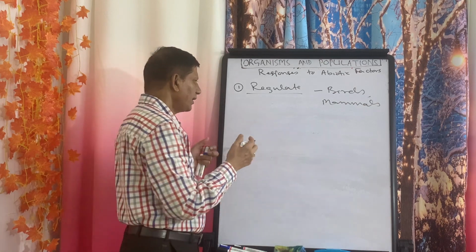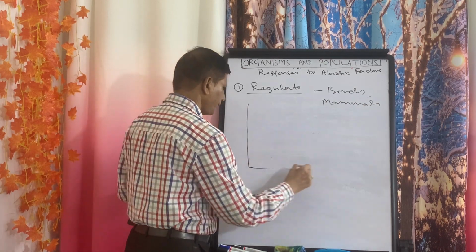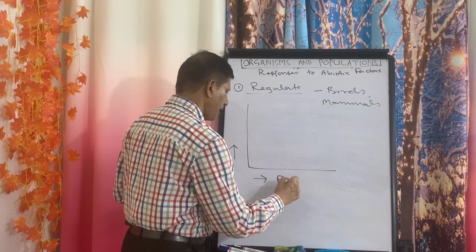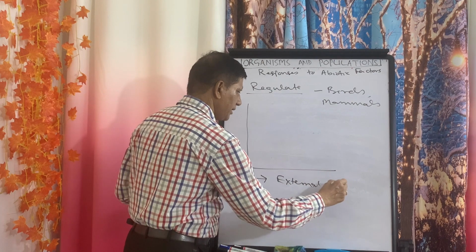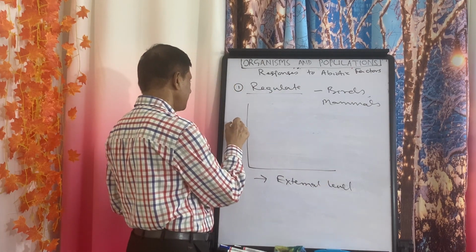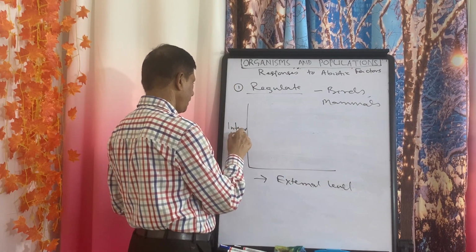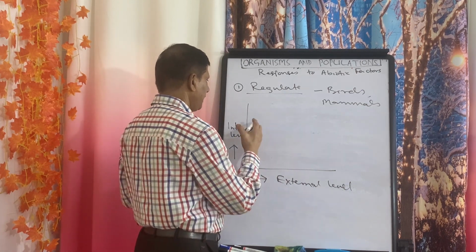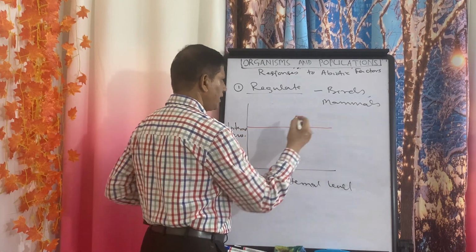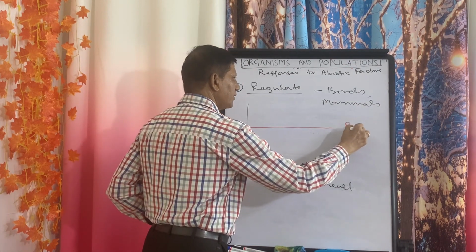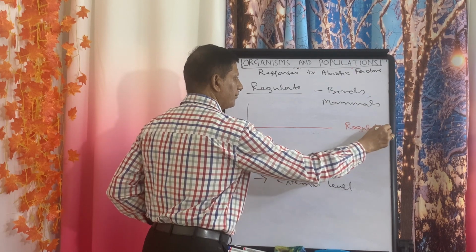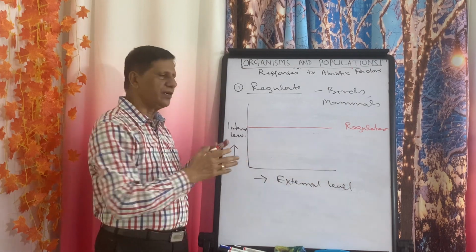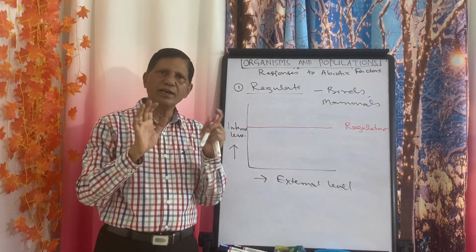So if we plot one graph, this is external level changes and this is internal level changes. That means with change in external level, they again remain constant. These are known as regulators. Because whatever the external condition may be, internally they fit because they will adjust themselves to their homeostasis.